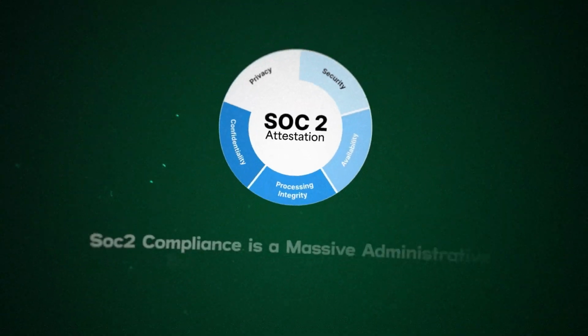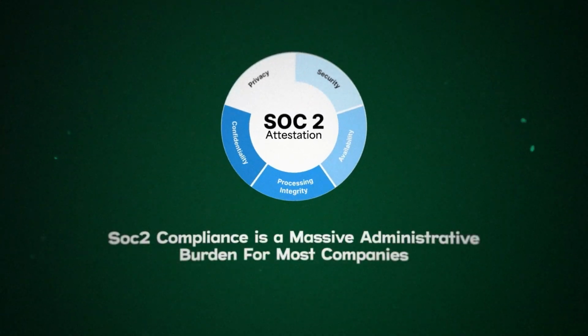SOC 2 compliance is a massive administrative burden for most companies. Keeping documentation updated, collecting evidence, and ensuring audit readiness takes hundreds of hours each year, which is time that could be spent growing the business. This is where AI-driven compliance automation changes the game. AI can track, update, and organize SOC 2 documentation automatically, which reduces the manual work and makes compliance faster and more reliable. One of the most time-consuming aspects of SOC 2 compliance is evidence collection.